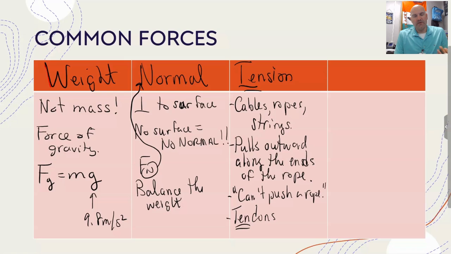We're going to do an example with someone walking on a tightrope, and we have to calculate the tension in the string. And then the last common force, even though there is a more common force of friction, is the spring force.